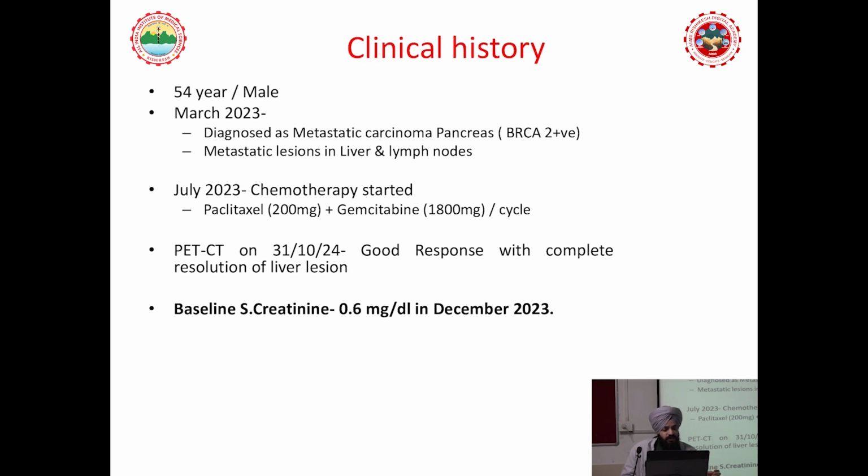In March 23, patient was diagnosed with a case of metastatic carcinoma pancreas and was found to be BRCA2 positive. At the time of diagnosis, the patient only had metastatic lesions in the liver and lymph nodes. In July 23, the patient was started on chemotherapy. The regimen was nanoparticle paclitaxel and gemcitabine based, and it was continued for a total of around 7 cycles.